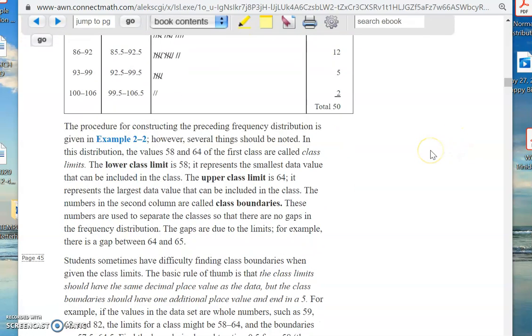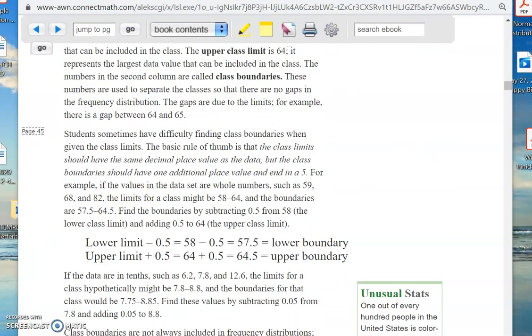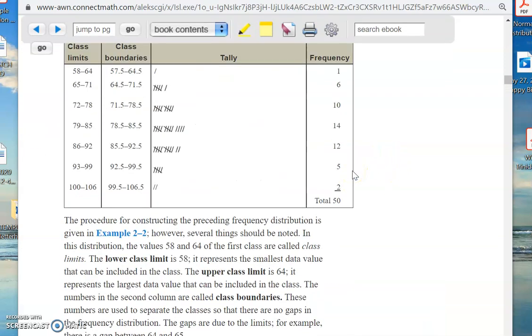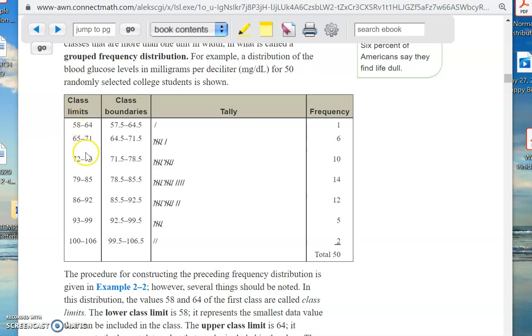How does he put it here? Give me 1 second. Okay, here it is. It's talking about the difference between a class boundary and the class limits. The rule of thumb is that class limits have the same decimal place value as the data. So here's the class limits.